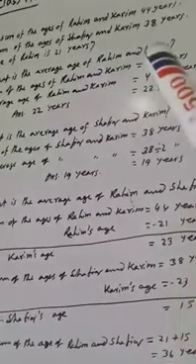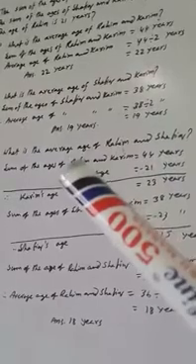Question B. What is the average age of Shafiq and Karim? The sum of the ages of Shafiq and Karim is 38 years and the number of persons is 2. To find the average, we have to divide 38 by 2. See, the sum of the ages of Shafiq and Karim is 38 years. The average age of Shafiq and Karim is 38 divided by 2, which is 19 years. Answer: 19.